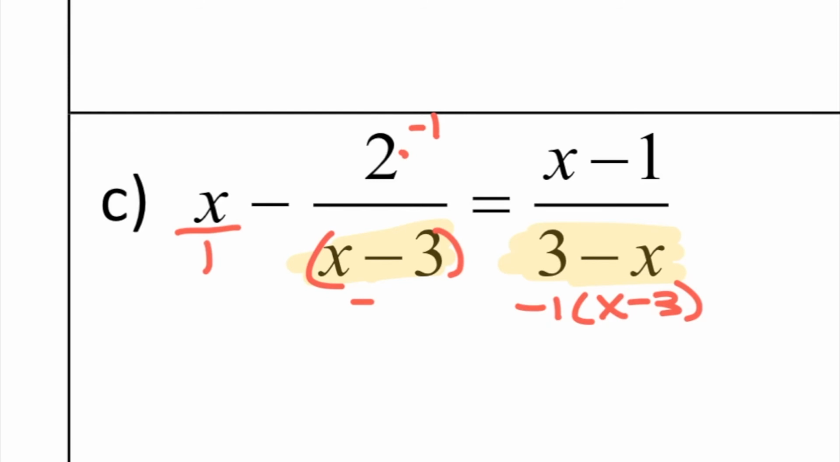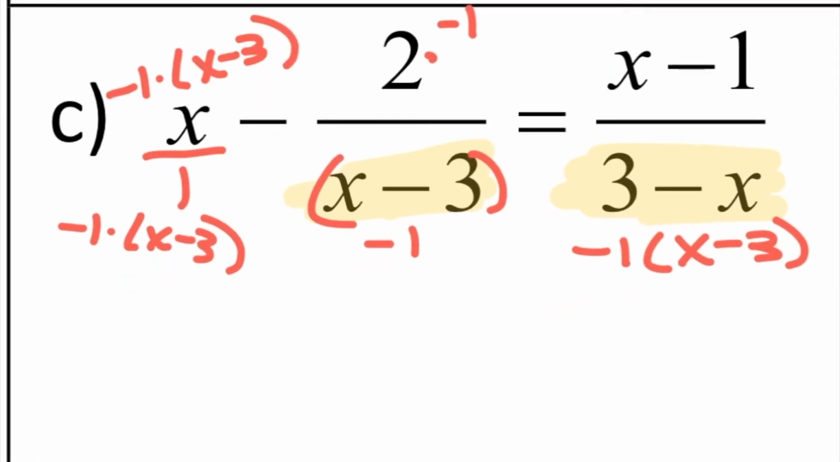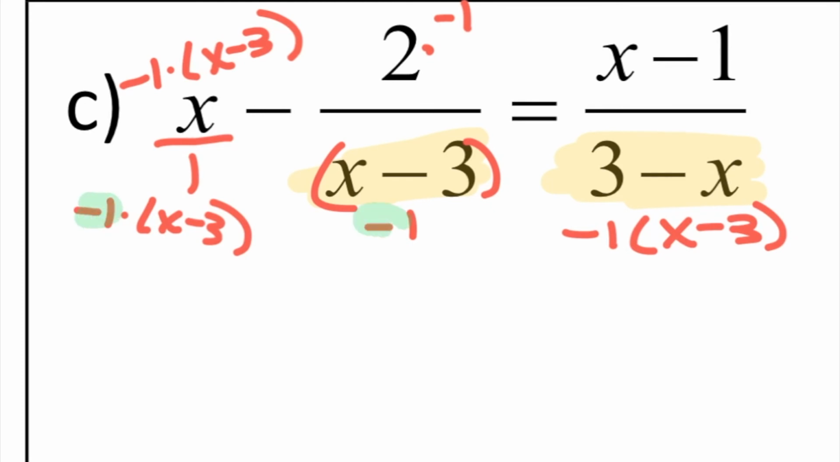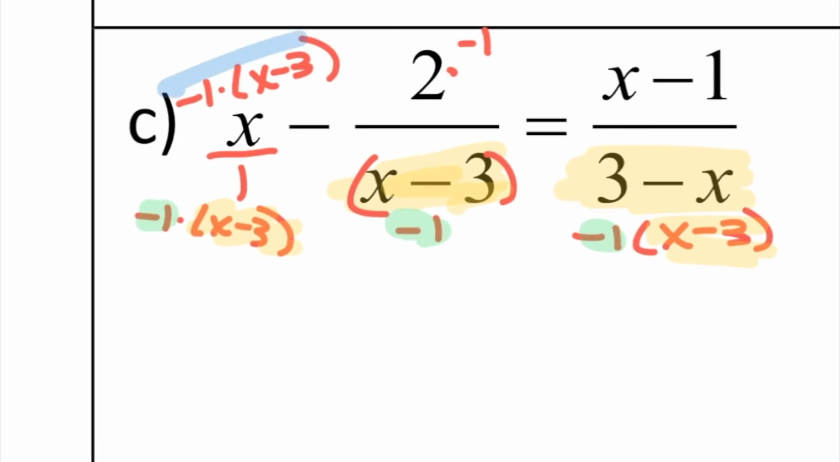And then in this first term over here, did I write negative 1 down there? No, I did not. Negative 1. And then in this term down here, I'm going to need to multiply by both negative 1 and x minus 3. So negative 1 and x minus 3 in both the numerator and denominator. And so now each of the denominators has the negative 1 and the x minus 3. And so now I'm going to just solve for the numerators.